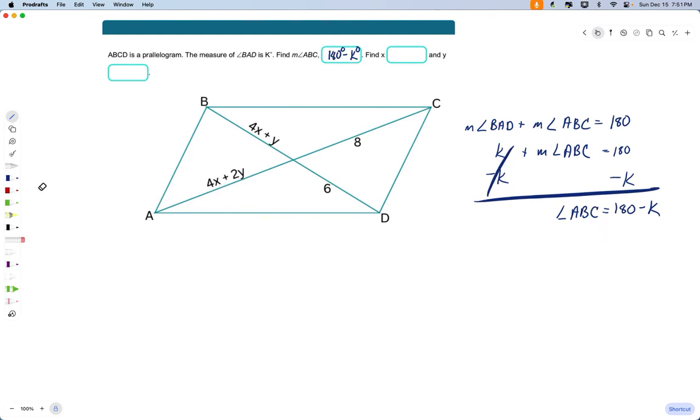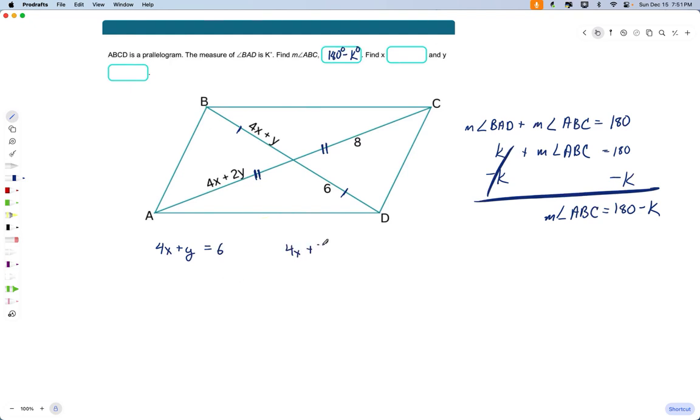Okay, so the other thing you have to remember is that the diagonals in a parallelogram bisect each other. So this one is equal to this one, and this one is equal to this one. So that means 4x plus y is equal to 6, and 4x plus 2y is equal to 8.